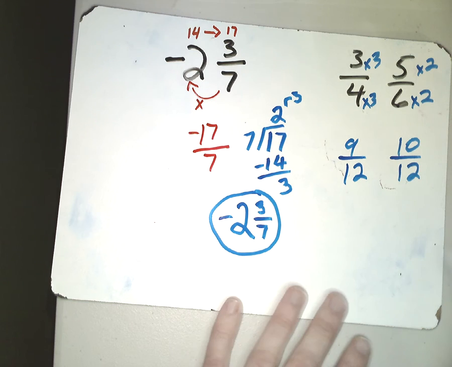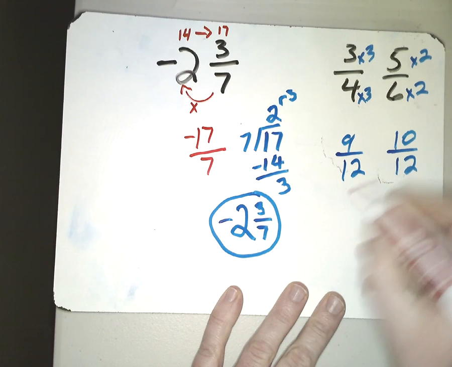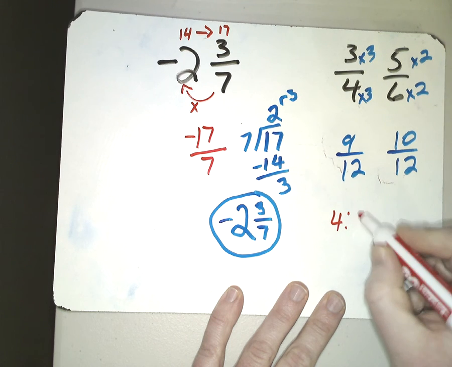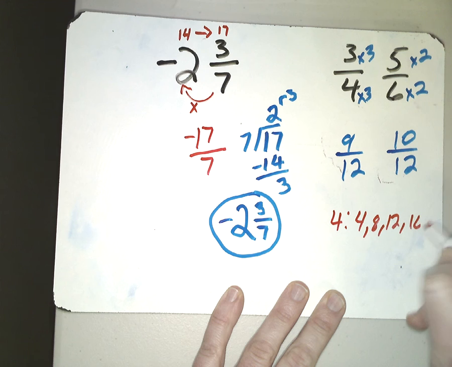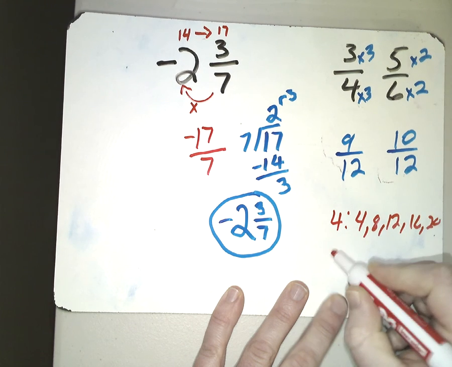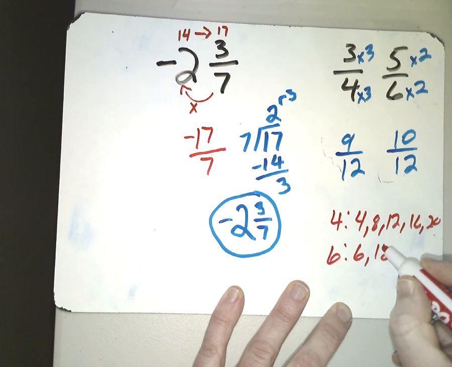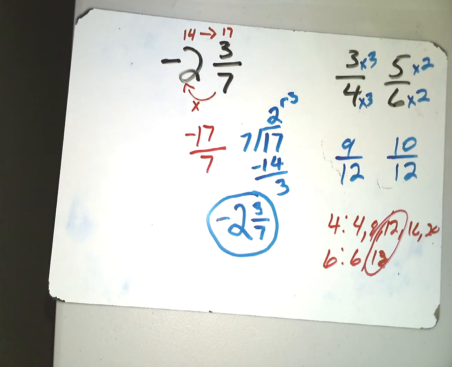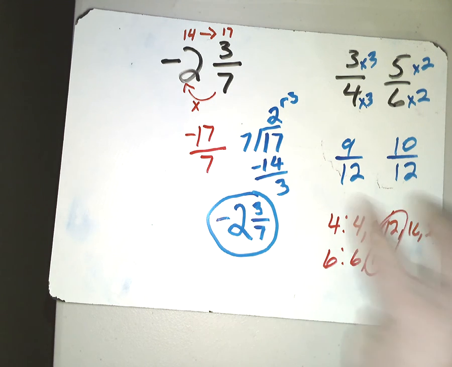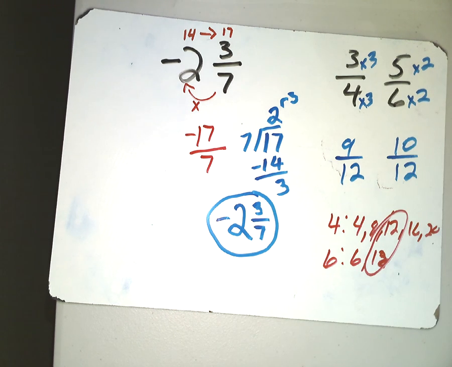So remember, my multiples of 4, how did I get 12? 4, 8, 12, 16, 20, okay? 6, 12. Hey, look at that, 12 and 12. That's my common multiple. That's my least common multiple and my least common denominator. Now, if you were adding or subtracting these with the same denominator, you can add or subtract them.